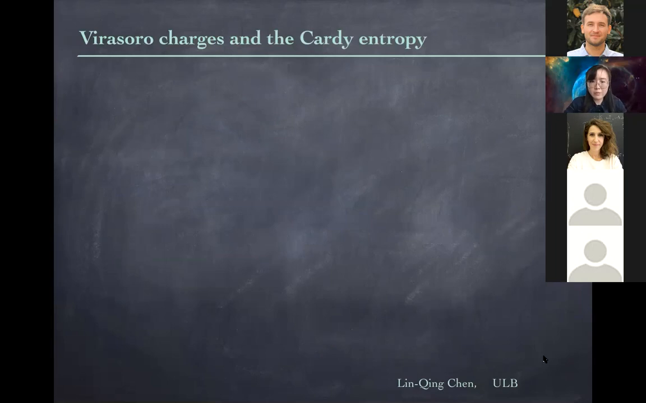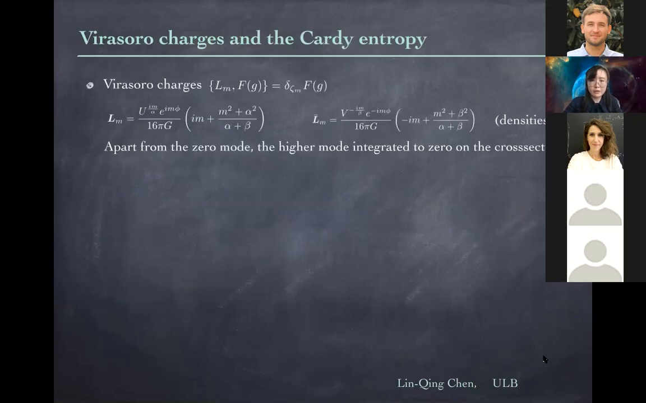Okay, so now when we are sure that we can have a well-defined Hamiltonian, we can solve for the Virasoro charges. And apart from the zero modes, all higher modes integrate to zero on the cross section, and one could only write down its non-trivial density. It's the exponential of i m phi. We integrate on the codimension 2 sphere. This whole piece gives 0.